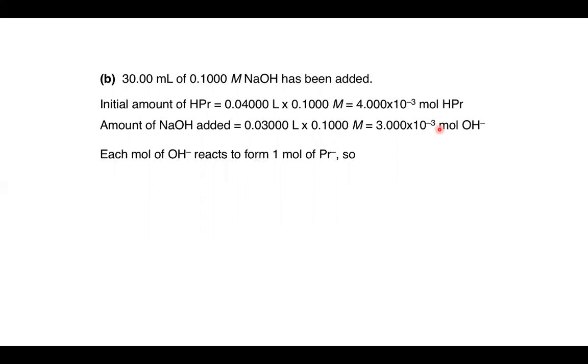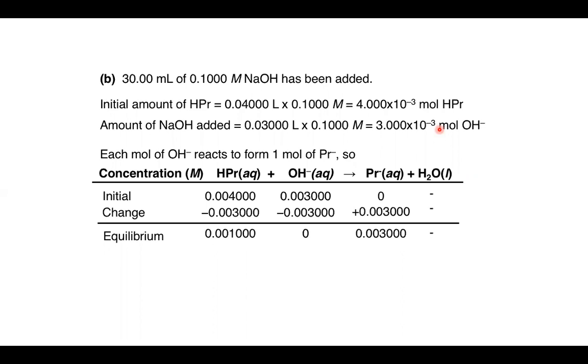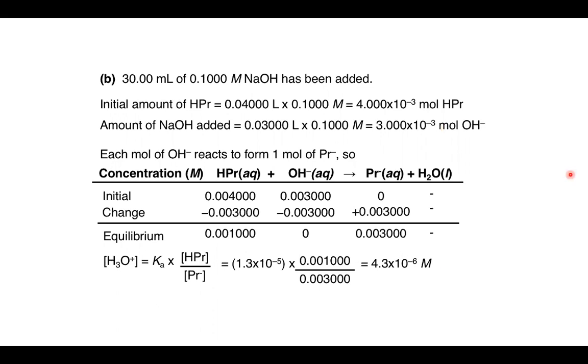Each mole of hydroxide reacts to form 1 mole of propanoate. So we produce our ICE table like so, so that at equilibrium, we have these values. Fill them in to get the hydronium ion concentration. So the hydronium ion concentration is going to be equal to 4.3 times 10 to the minus 6 moles per liter. And so the pH then is going to be equal to 5.37. So it's increased quite considerably with the addition of that 30 milliliters of 0.1 moles per liter sodium hydroxide.